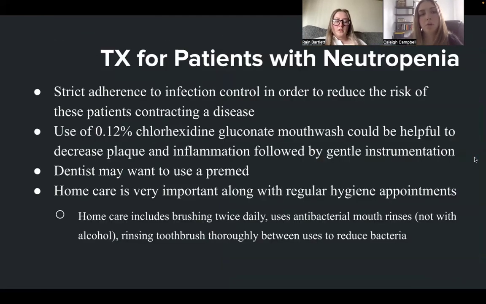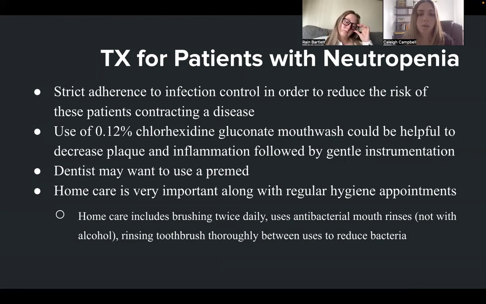Treatment for patients with neutropenia. So you're going to want to follow infection control very strictly because, again, these patients are immunocompromised, so you don't want them to contract any type of disease. You can also use the 0.12% chlorhexidine gluconate mouthwash. This could be helpful to decrease plaque and inflammation before you start treatment. It kind of reduces the bacteria that's just going to be flying around. And then also follow that with your gentle instrumentation. The dentist may want to use a pre-med for these patients as well.